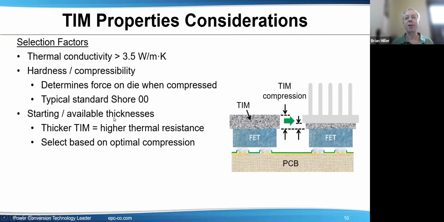Next is the starting and available thickness. As in the previous diagram, there was a spacer of 1 millimeter in that example. So you take 1 millimeter minus the installed height of the FET on the board, and that's what's left over for the thermal interface material. You want to have that minimized, because the thicker the thermal interface material, the higher the thermal resistance. Now, if you make it too thin, you might run out of mechanical tolerance for manufacturability.